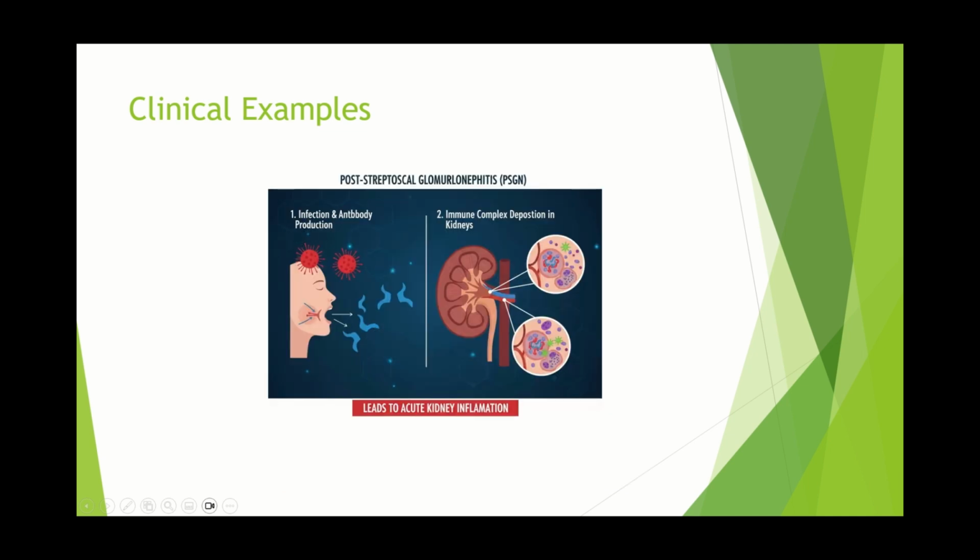A second example is PSGN. This occurs after an infection like strep throat. The body fights the bacteria, but the resulting immune complexes get trapped specifically in the kidney. This causes acute inflammation, disrupting the kidney's ability to filter blood, often leading to blood in the urine.